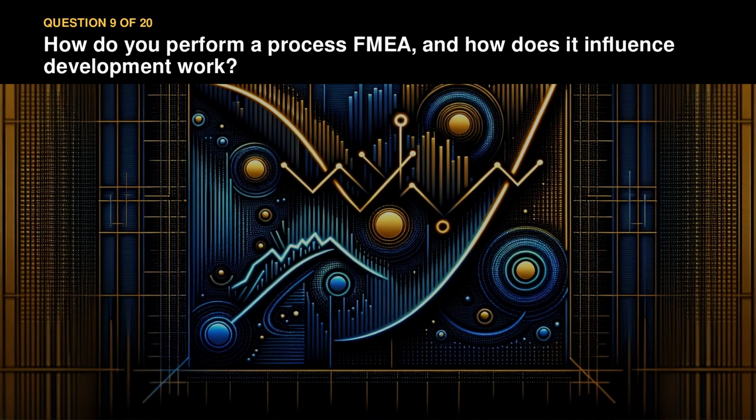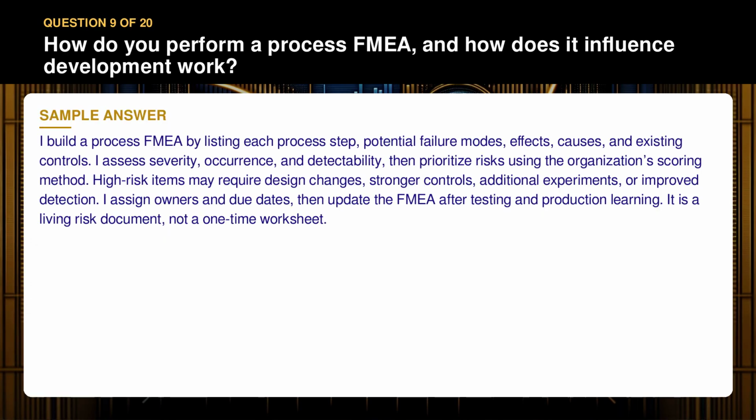Question 9. How do you perform a process FMEA, and how does it influence development work? I build a process FMEA by listing each process step, potential failure modes, effects, causes, and existing controls. I assess severity, occurrence, and detectability, then prioritize risks using the organization's scoring method.